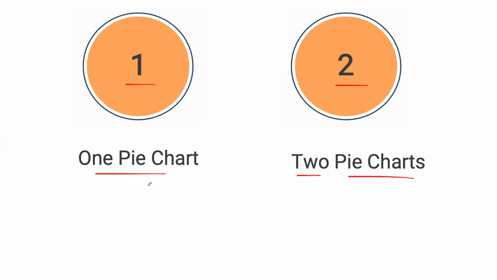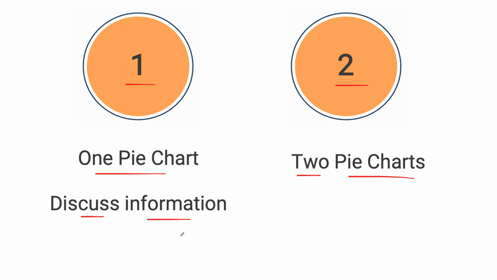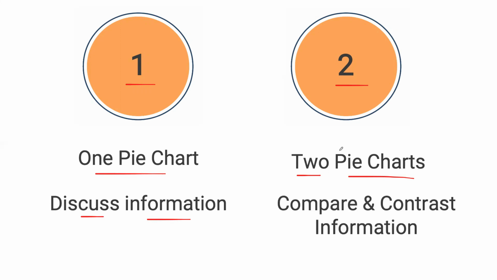So if you have one pie chart, you most likely have to just discuss the information you see in your pie chart. But if you have 2 pie charts, you will most likely have to compare and contrast the information you see in each pie chart. And this is probably the more difficult example and where students tend to make mistakes. Usually students will just discuss the information that they see in the 2 pie charts individually, but you really should compare and contrast it. That is why the test has given you 2 different pie charts.